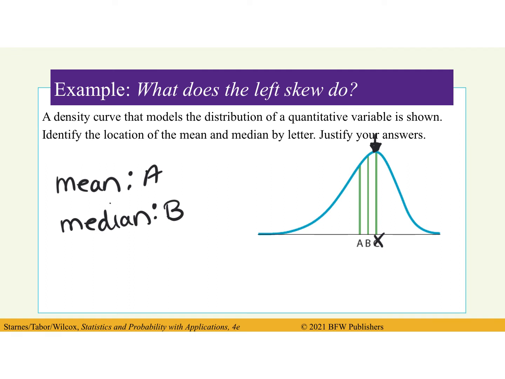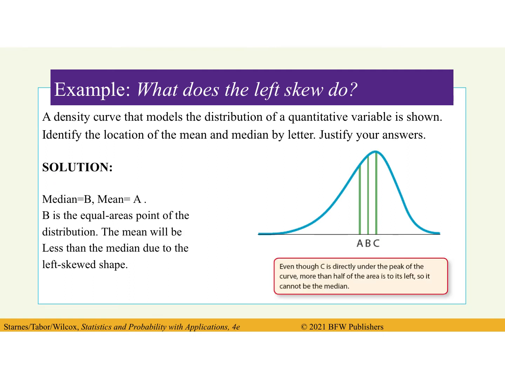Because the peak of the distribution, if it's skewed, is not the balance point. It's not the halfway point. So the halfway point, if it's skewed to the left, is going to move to the left. The halfway point, if it's skewed to the right, is going to be to the right. And so we were correct.